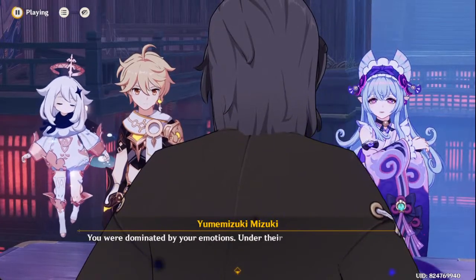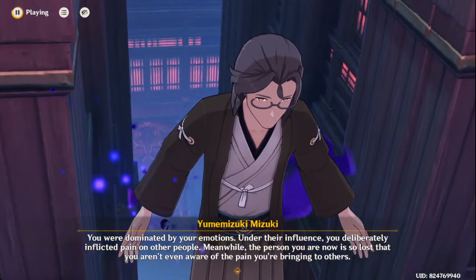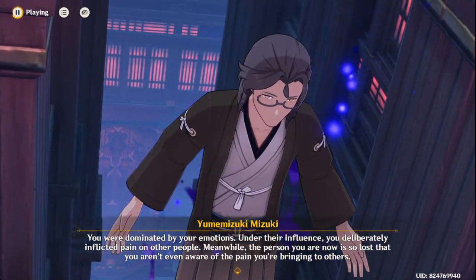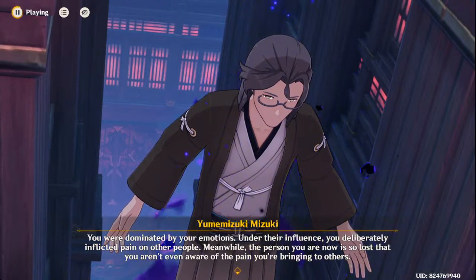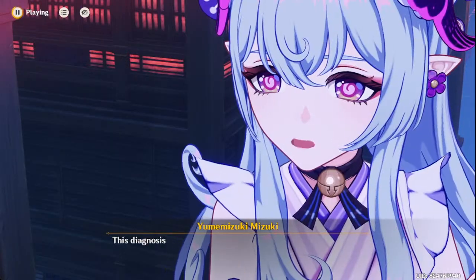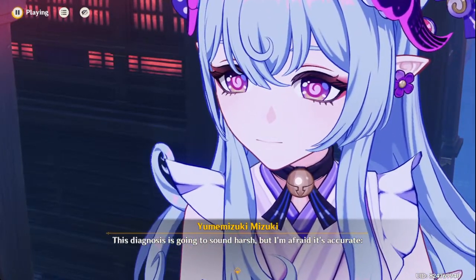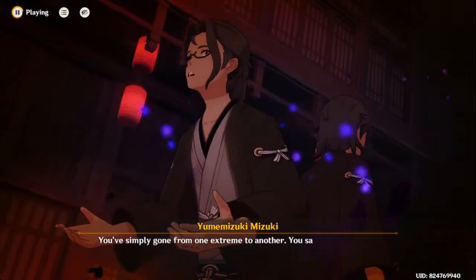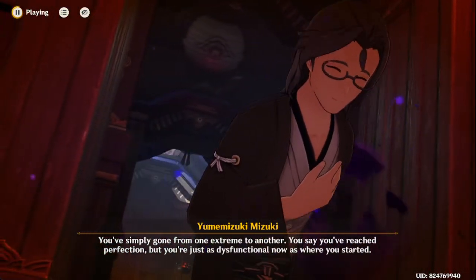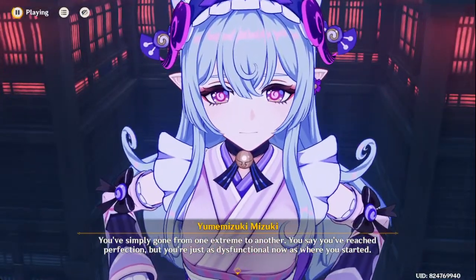You were dominated by your emotions. Under their influence, you deliberately inflicted pain on other people. Meanwhile, the person you are now is so lost that you aren't even aware of the pain you're bringing to others. This diagnosis is going to sound harsh, but I'm afraid it's accurate. You've simply gone from one extreme to another. You say you've reached perfection, but you're just as dysfunctional now as where you started.